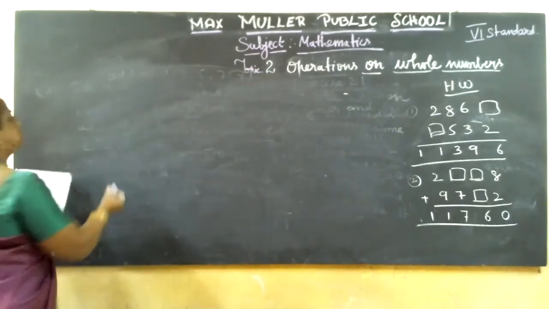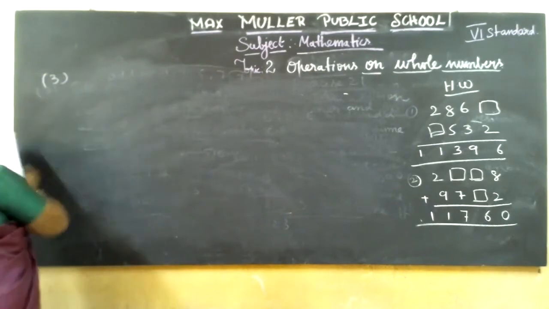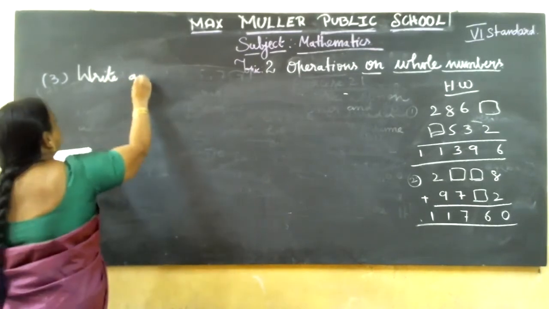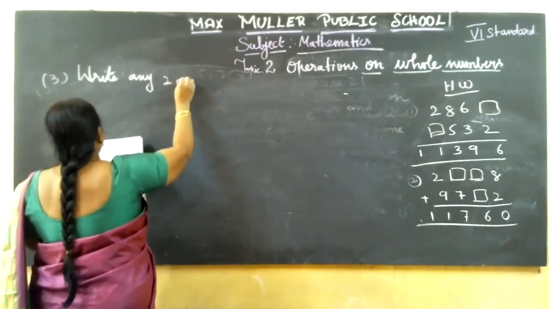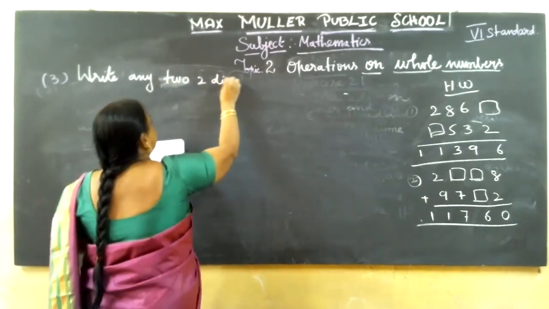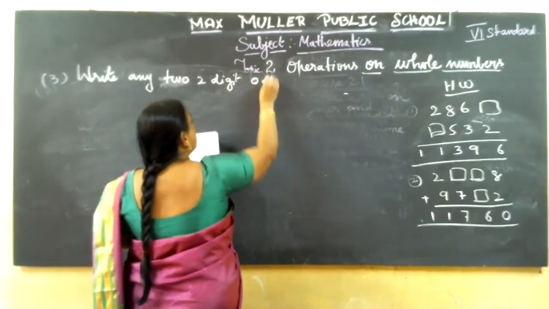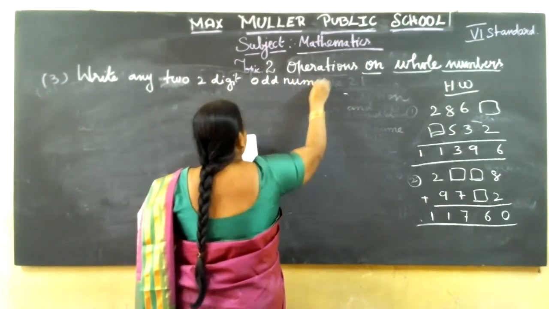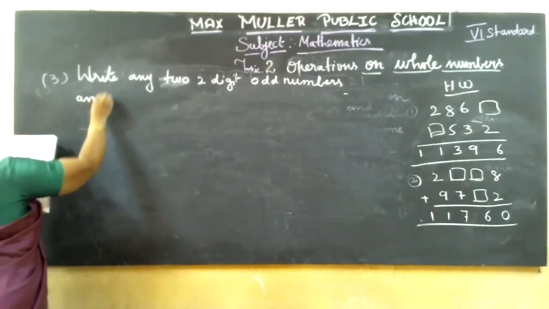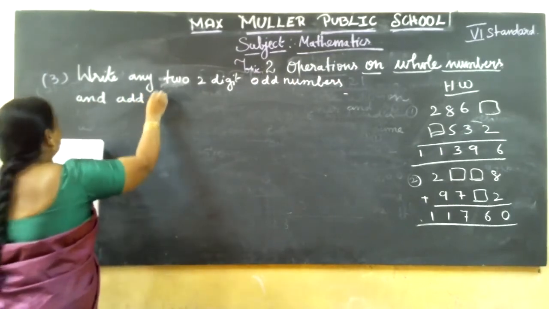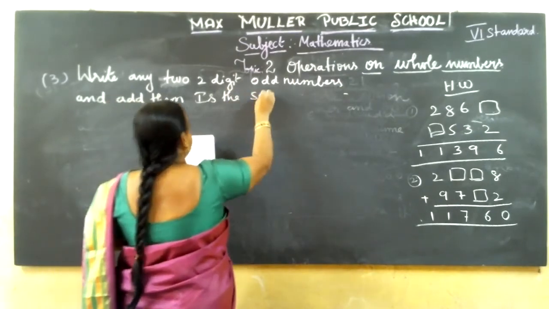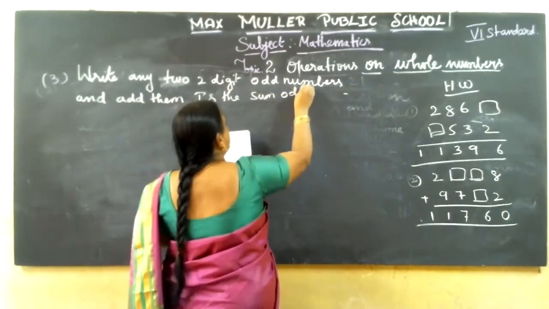Question number 3. Write any two digit odd numbers and add them. Is the sum odd or even?